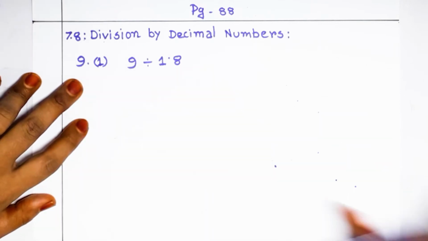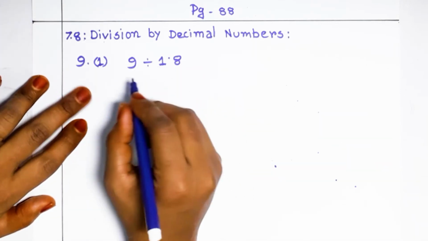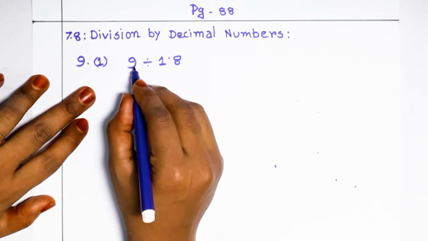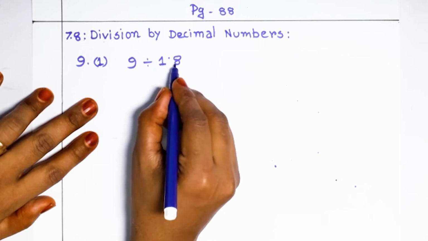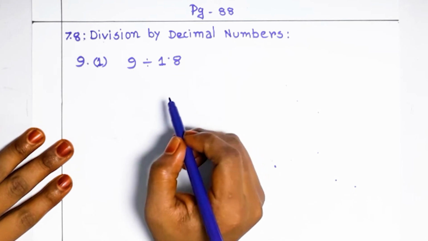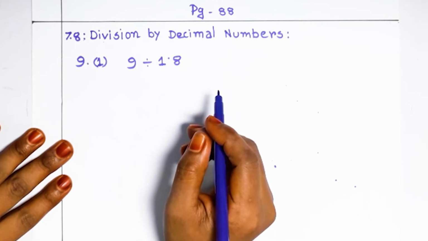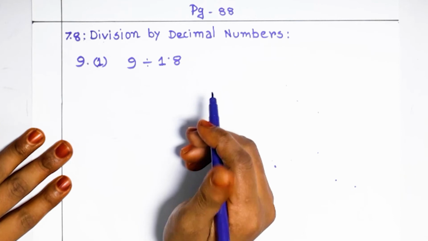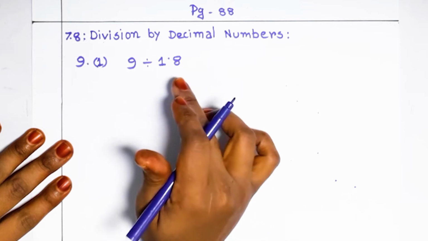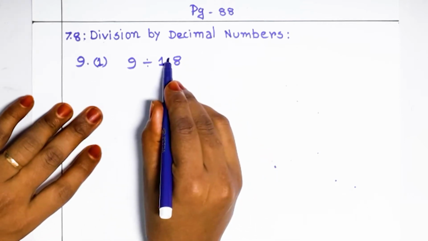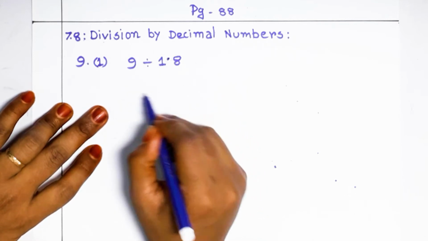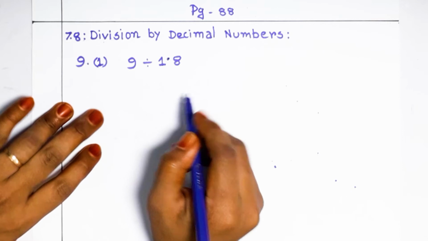First one is question number 9, sub number 1. The question is 9 divided by 1.8. We multiply both dividend and divisor by the same number, because the answer remains the same when I multiply both dividend and divisor by the same number. So here is 1 digit after the decimal. So we can multiply both divisor and dividend by 10.